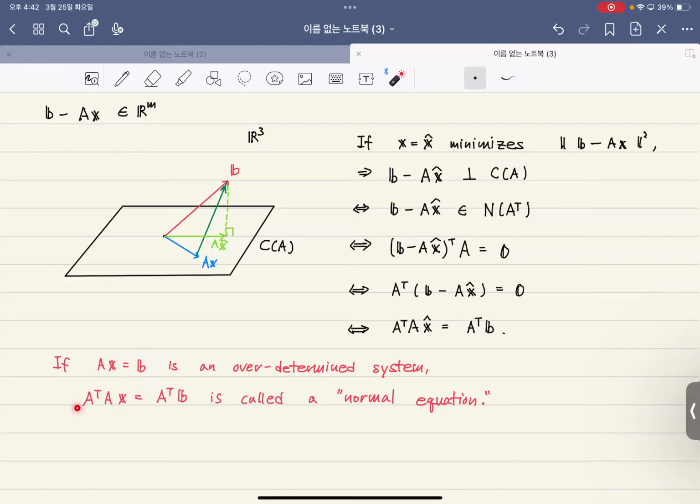Then this equation is called the normal equation. What was the dimension of this guy? This was n by n, multiplied by n by n. So A transpose A is simply a square matrix, right? So this is not an overdetermined system anymore. This is just a regular system of n unknowns and n equations. And if you can find the solution of this normal equation, then that is going to be your least square solution. Okay, agreed?